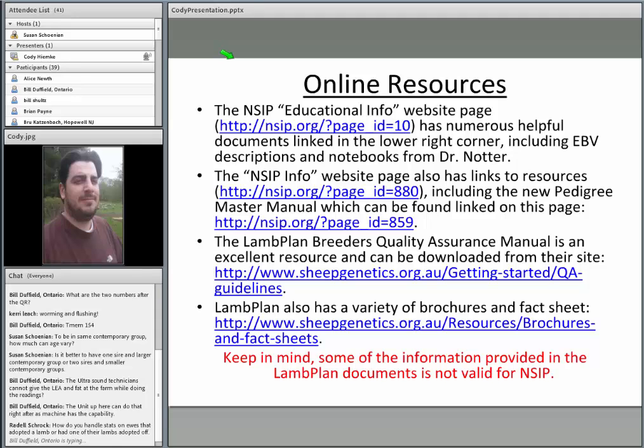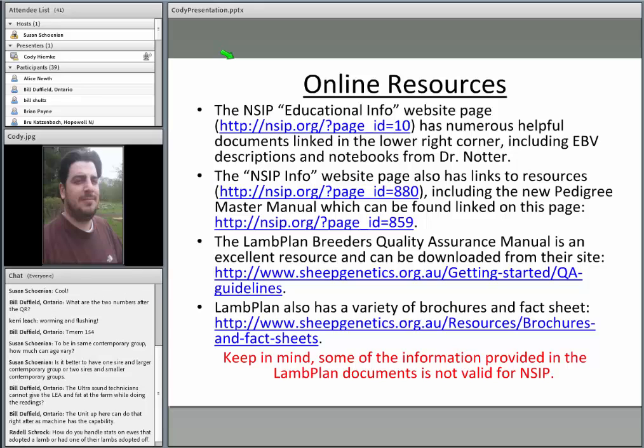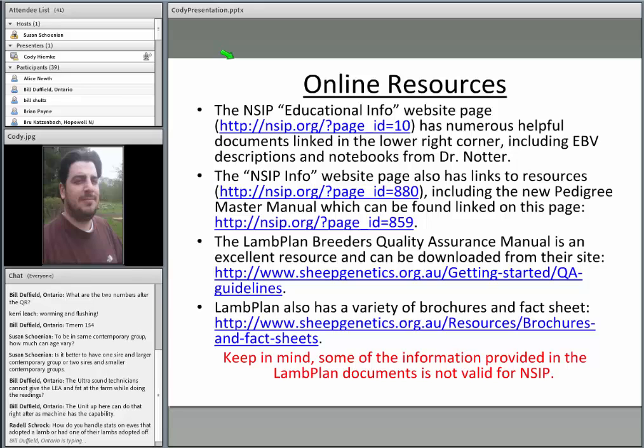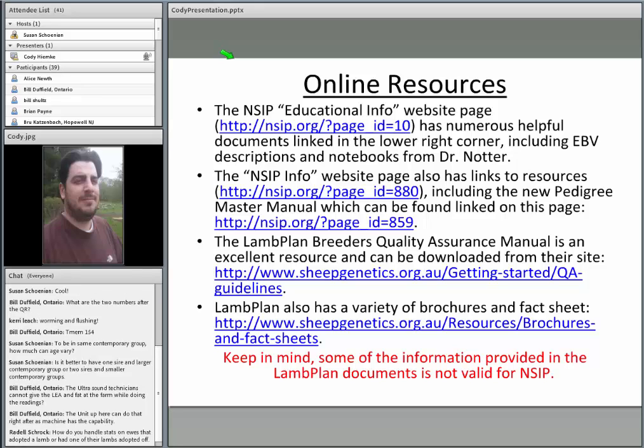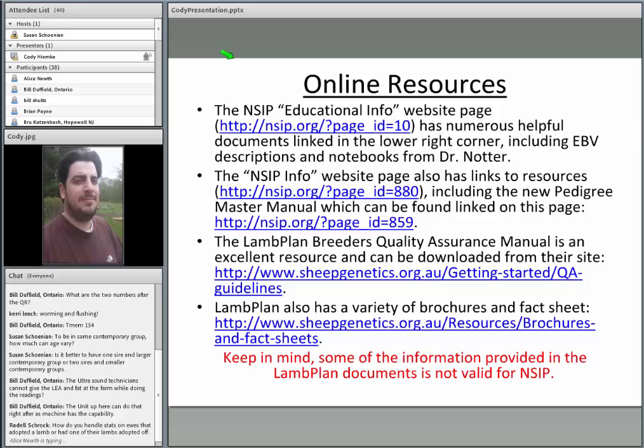I'm going to take a peek at what Bill wrote here. Oh, Randall, how do you handle stats on ewes that adopted a lamb or had one of their lambs adopted off? There is a section in there where you can graft a ewe, where you note if you have a lamb that's grafted onto another ewe. And I'm not sure how the statistics happen behind it, but you can record it in Pedigree Master. If Dr. Notter's on, he might be able to address statistically how that's handled in the system. But there is a way for you to actually record it.